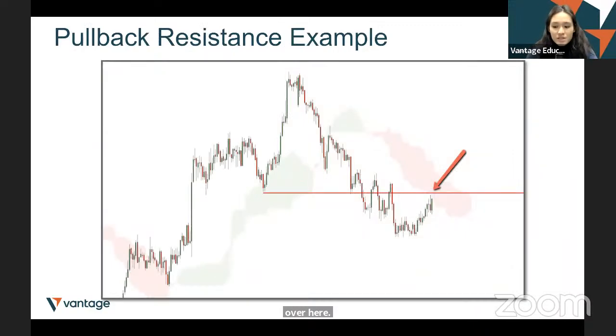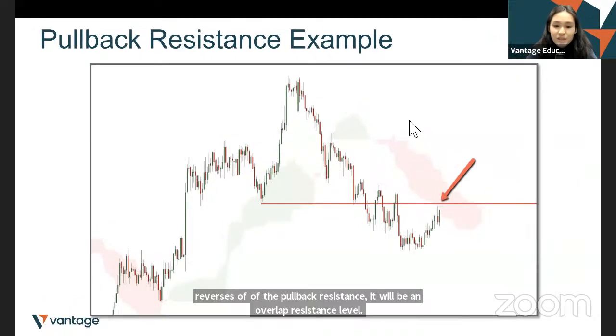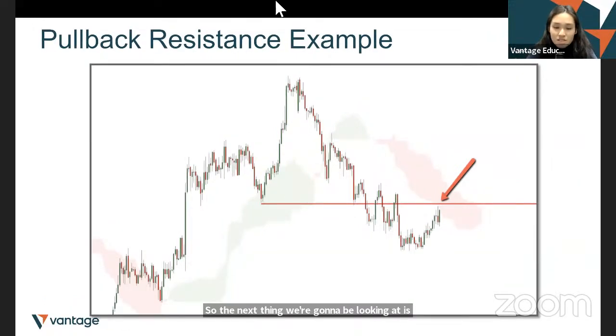Okay, here you can see from the red arrow, price has reached the pullback resistance. So once it reaches and reverses off of the pullback resistance, it will be an overlap resistance level. So the next thing we're going to be looking at is overlap resistance as well as support.